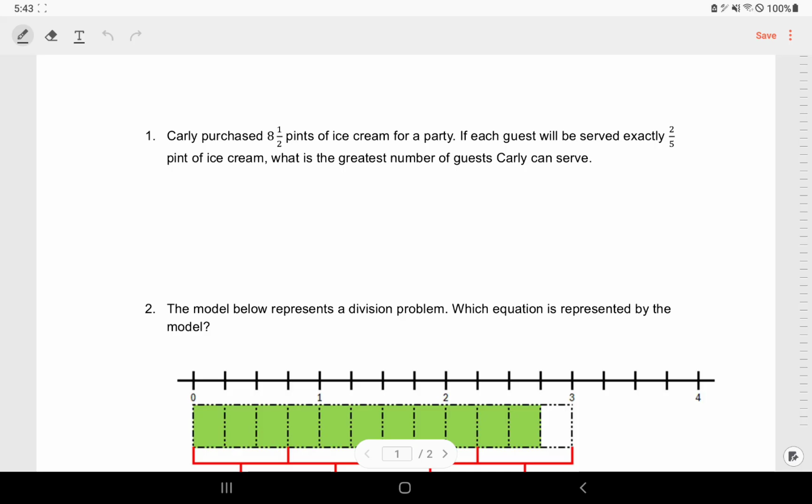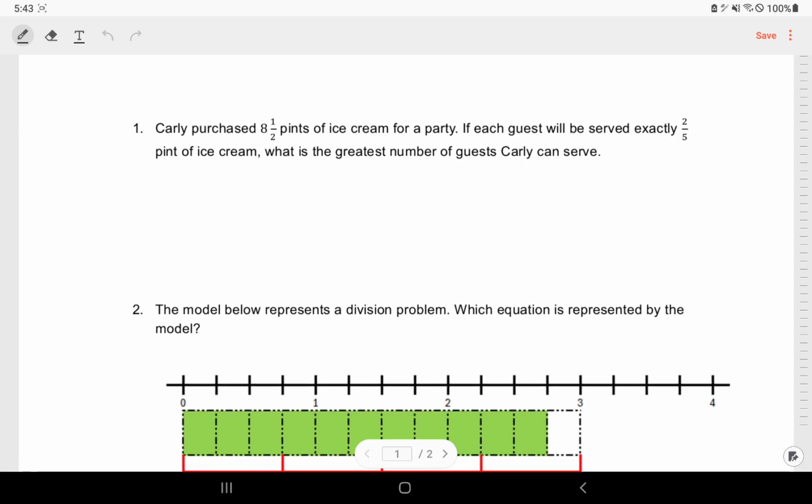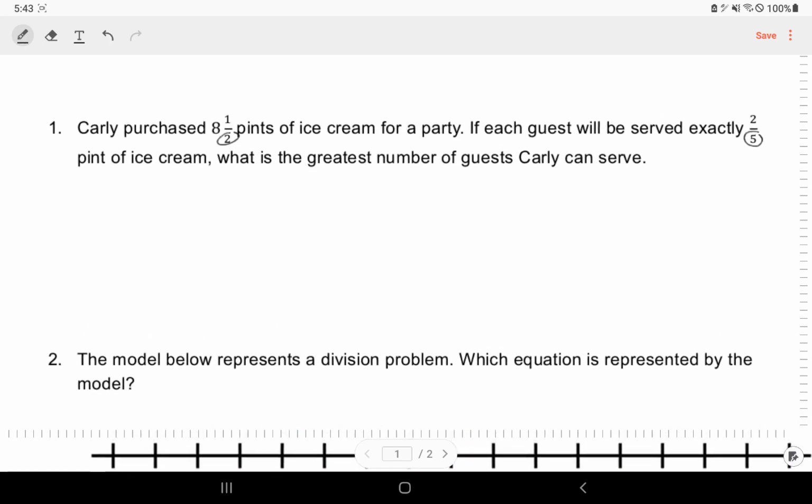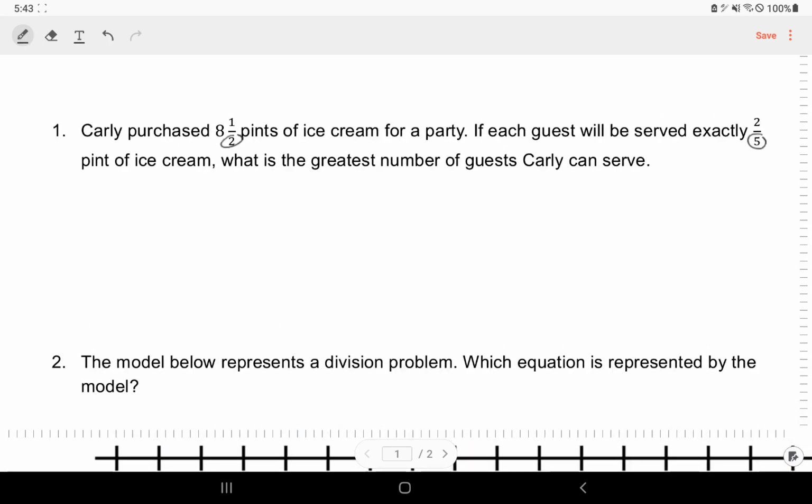So this would be a multiple choice question on the quiz. I got rid of the choices so that we can focus on the actual work. So we've got fifths and halves together. They're not compatible separately, so we've got to make them into something that's compatible. 2 and 5 both go into 10, so we want tenths.